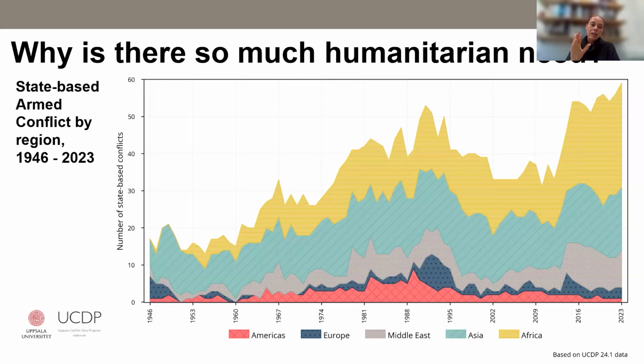Now, this graph shows the number of state-based conflicts. It shows that the number of conflicts is very high at the moment, or in 2023, when these assessments go to. But there's also real concern in the way wars are being fought. In many conflicts currently in the world, we can see that civilian casualties are increasing. That means the way wars are being fought now means that there are more civilians at risk and more civilians suffering, which means there is more humanitarian need.